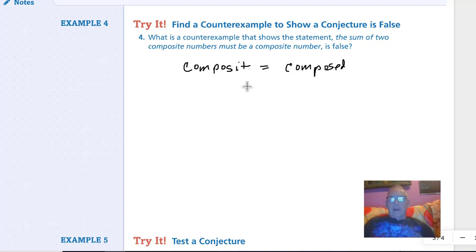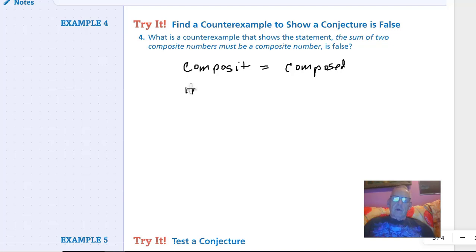So, to find a counterexample, we need to find an instance where 2 composite numbers actually make a prime number. So let's see. So a prime number would be 11. Let's see if I could think of 2 composite numbers that make 11. 4 and 7 doesn't work. 6 and 5. 9 and 2. Can't really do it for 11.